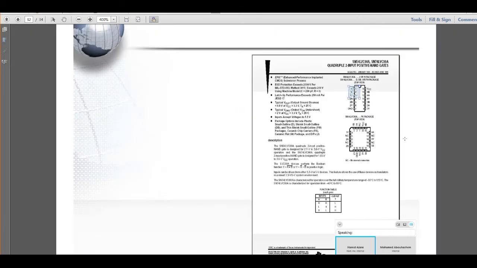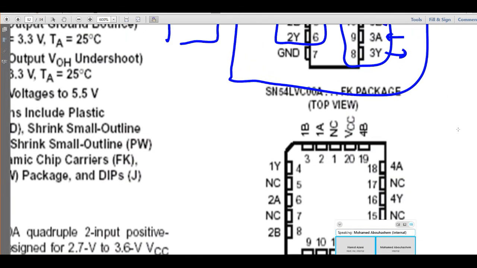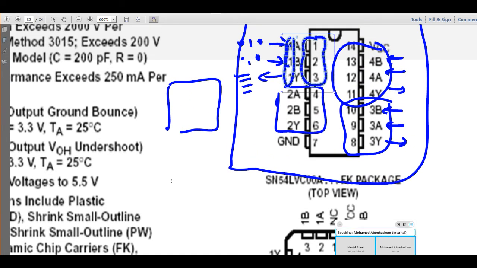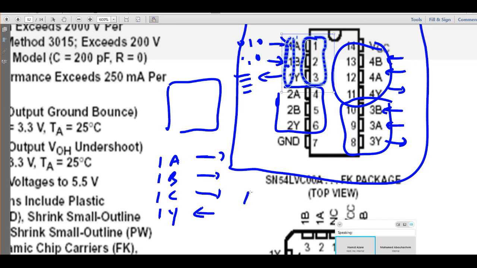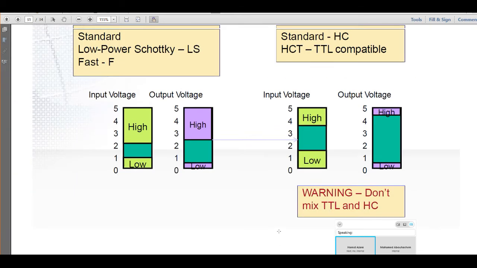Doctor? Yes. Please, how do you know the inputs and the outputs? Here, A, B, and Y. Yes, the Y always represents the output. If you see, for example, 1A, 1B, 1C, and 1Y, it means this gate has 3 inputs and 1 output. If you see A and Y, it means this gate has 1 input and 1 output. Okay. Now let's go back here.